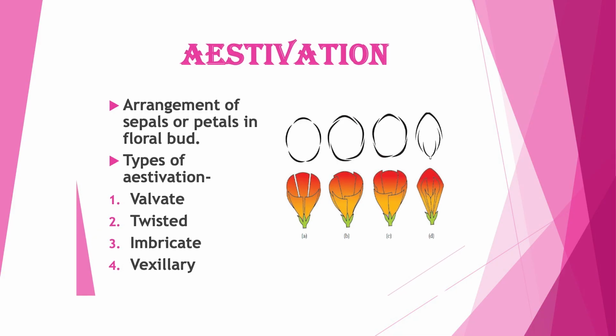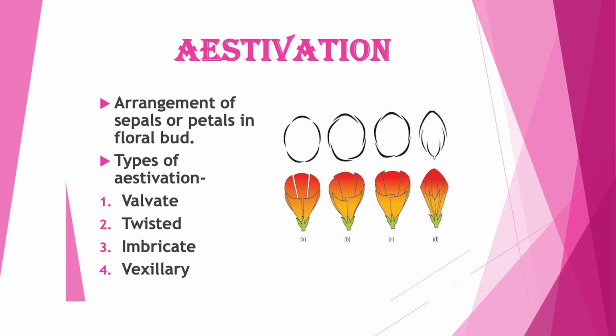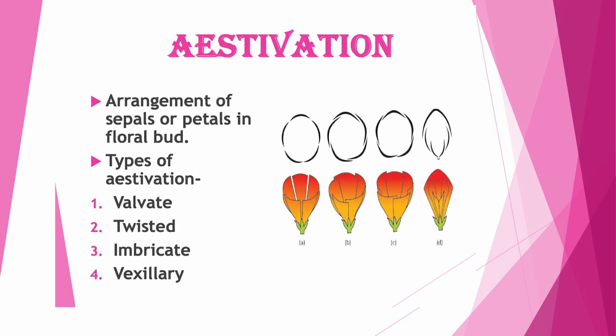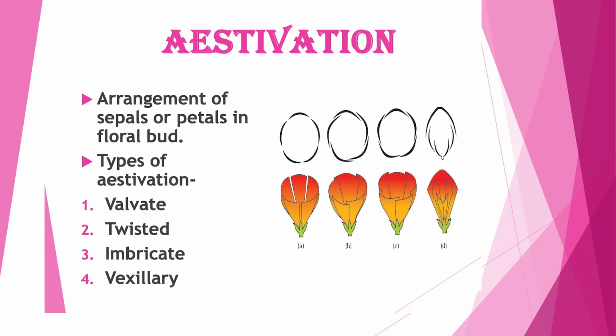Dear children, have you ever noticed the pattern of arrangement of sepals and petals in a bud of flower? Now let us discuss about arrangement of petals in the flower. Estivation. Arrangement of sepals or petals in the floral bud. There are four main types of estivation: valvate, twisted, imbricate and vexillary.